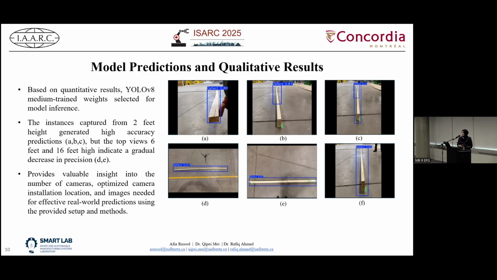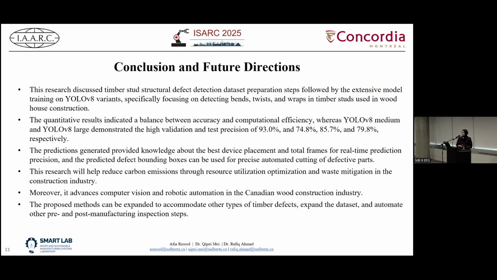But still, the combination of the farther and the closer views is the optimum choice. So to conclude, I would say that by applying YOLO V8 and generating a small dataset, which is quite tricky, we achieved around 75% testing accuracy for the prediction of structural defects.